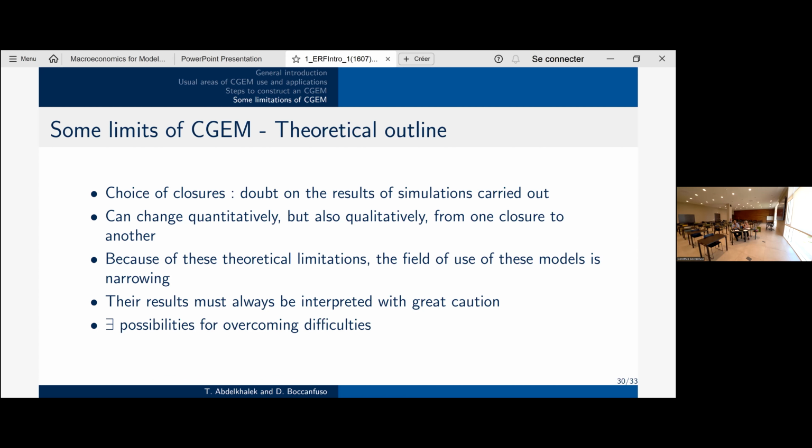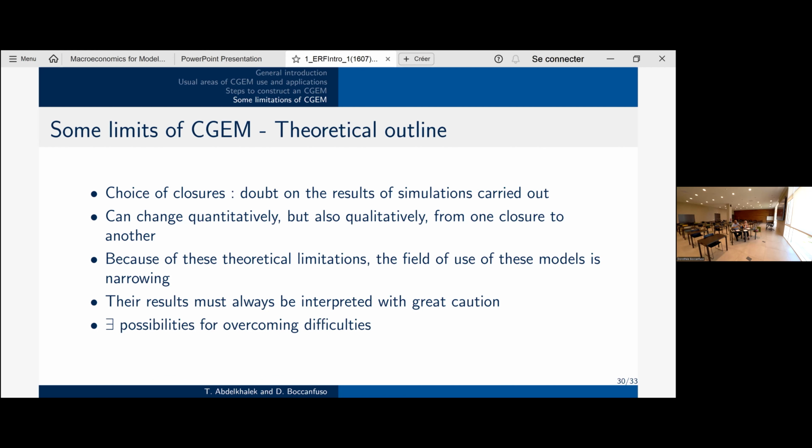If you have to look at a paper or to understand the results of a paper, go and see what the closure was. Unfortunately, some authors do not put in the paper what the closure is. We have the results, we have the table, perhaps we have the structure of the model at the end in the annex of the paper, but we don't know what the closure was. We cannot understand the model.